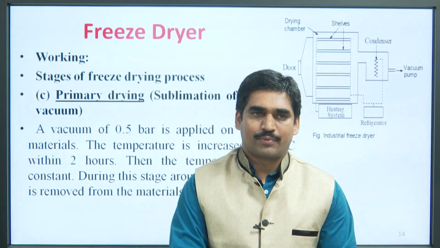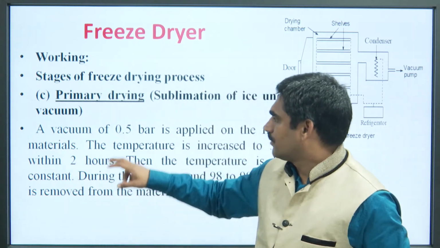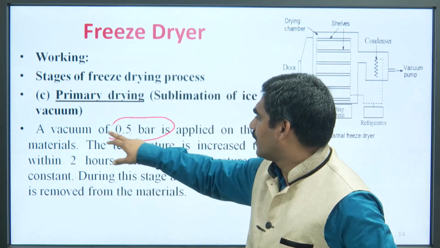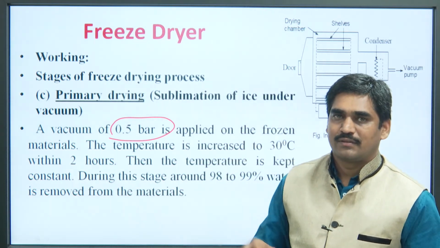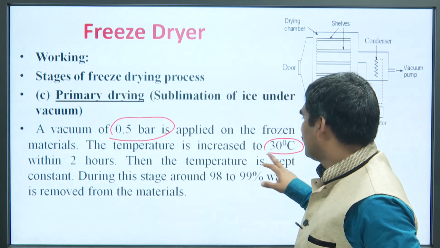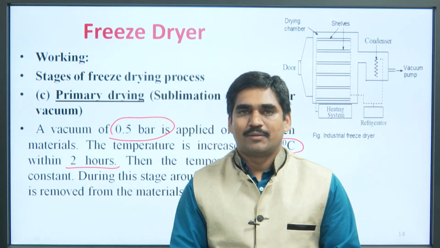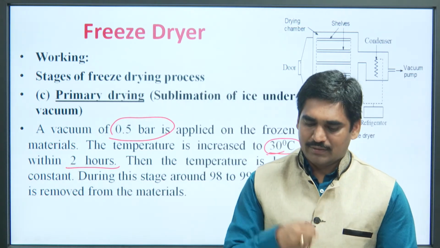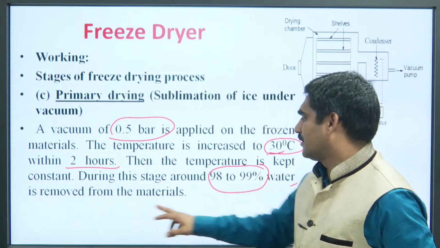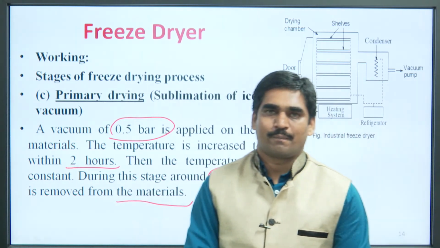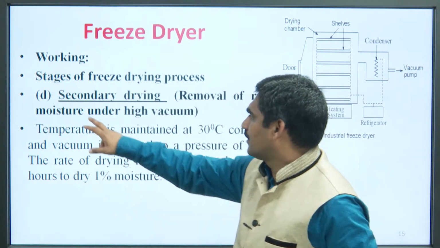Next stage is primary drying, that means sublimation of ice under vacuum. So, a vacuum of 0.5 bar is applied on the frozen material. Due to this, the temperature is increased to 30°C within 2 hours. After that, the temperature is kept constant, and during this stage around 98 to 99% water is removed from the materials. Okay.